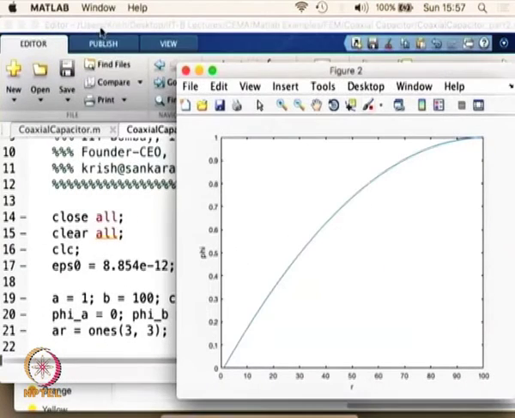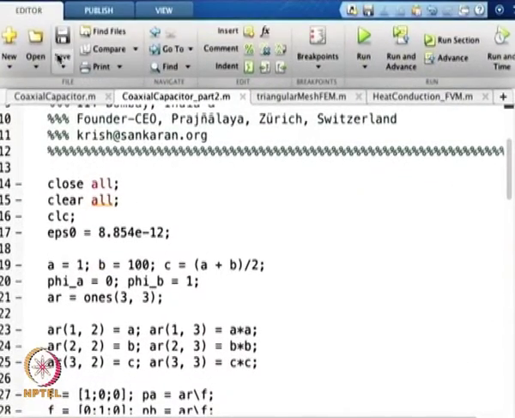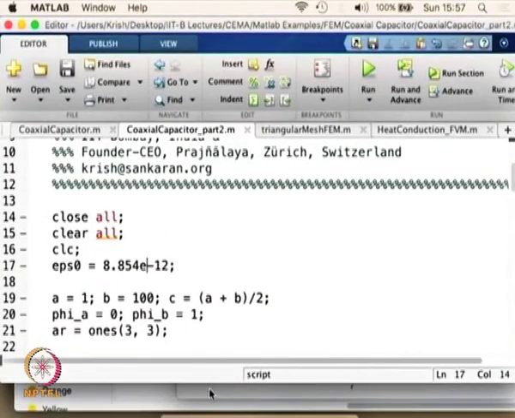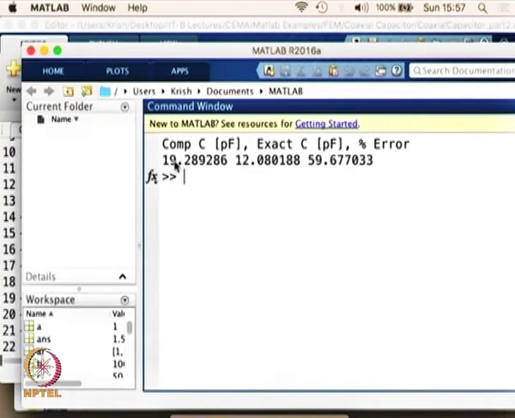and we are able to simulate the problem in such a manner that we are able to compute the value for the potential, and let us see now what is the error function what we are getting. So when you compute this result and see the error function, what you see is the exact value what we are computing is here, it is 12.0818.